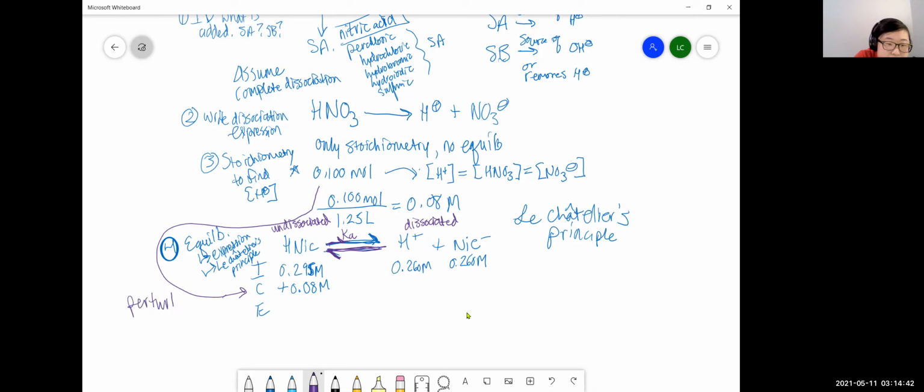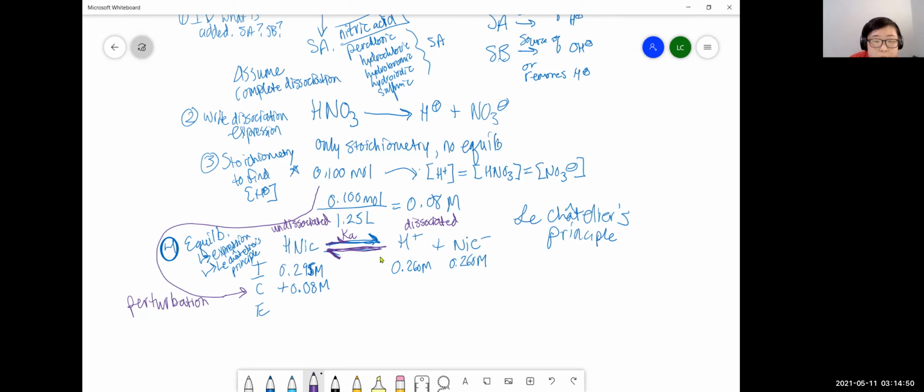Perturbation. Remember, for Le Chatelier's principle, it's always a perturbation to the system. So for your equilibrium part, you want the expression. For the buffer, you want Le Chatelier's principle. So just the dissociation expression and Le Chatelier's principle.